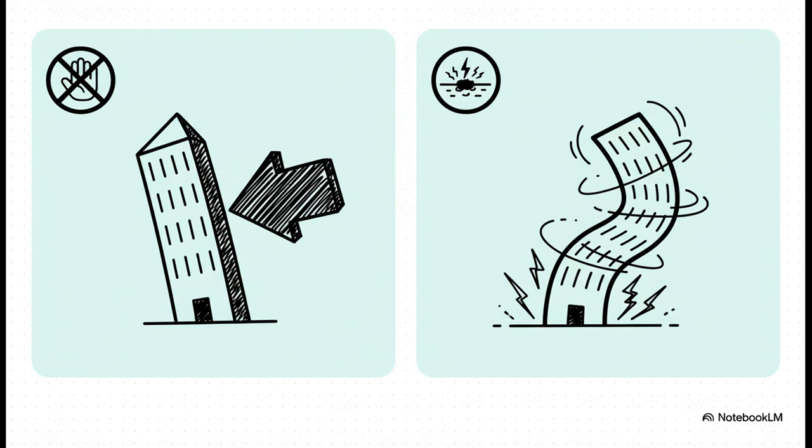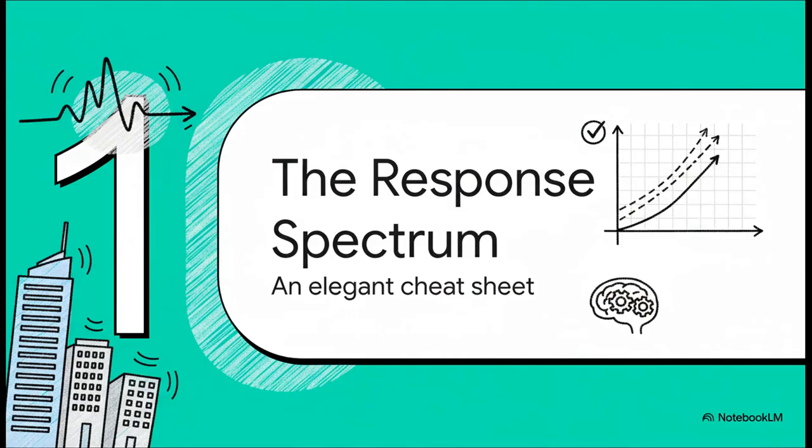Now, older, simpler methods, yeah, they kind of treated it like a big push, but that's just not going to cut it for a modern high-rise. To build safely, engineers needed a much, much better tool. And to solve that incredibly complex problem, they came up with something called the response spectrum method. Now, the best way to think about this is as a kind of elegant cheat sheet. It's a way to summarize how any building is likely to behave during an earthquake without having to run a simulation for every single possible scenario.